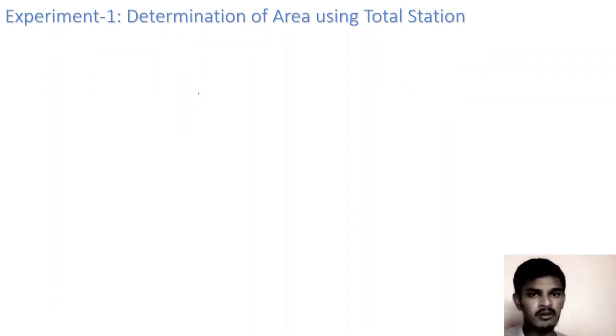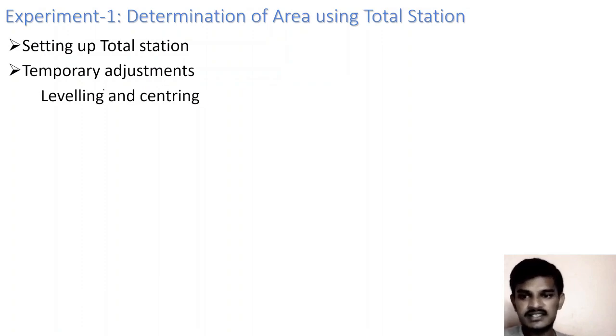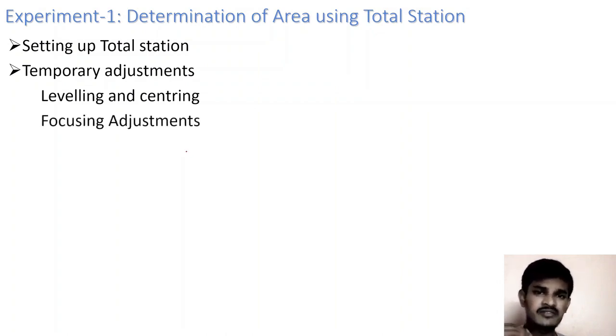In order to do the operation using total station, we must follow a few points. First, we need to set up the instrument, and then do the temporary adjustments, which are leveling and centering. This leveling is very, very important. With respect to the leveling only, we'll get the results accordingly. When we do leveling and centering properly, the total station works very precisely. The accuracy of the total station is 0.001 millimeters, so it is a highly accurate instrument. People for big projects obviously go for this total station because of its accuracy.